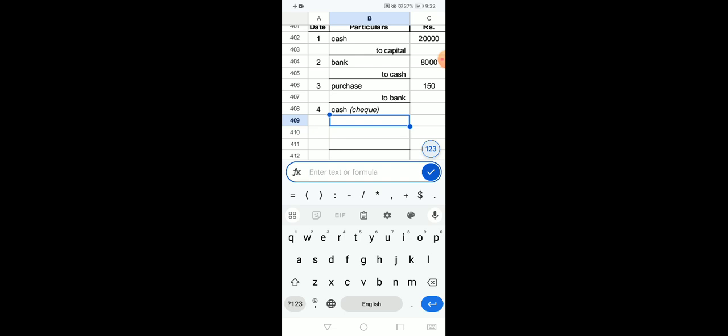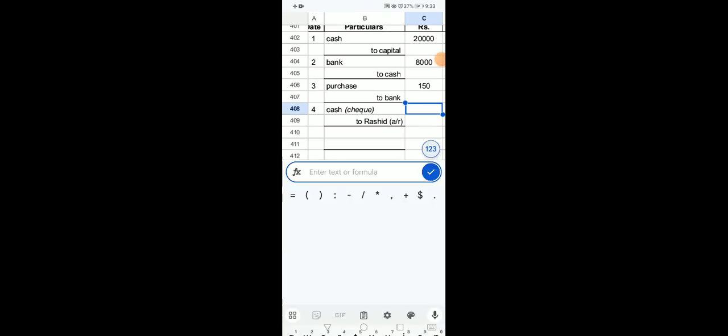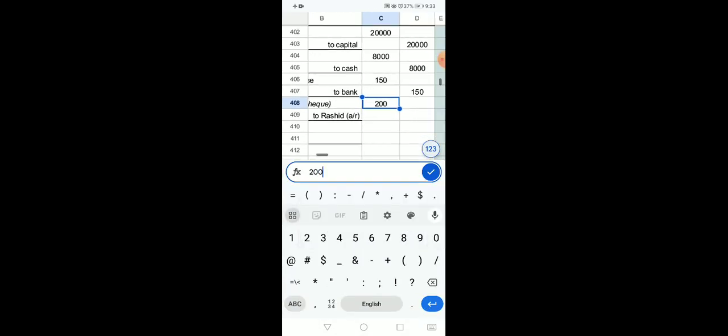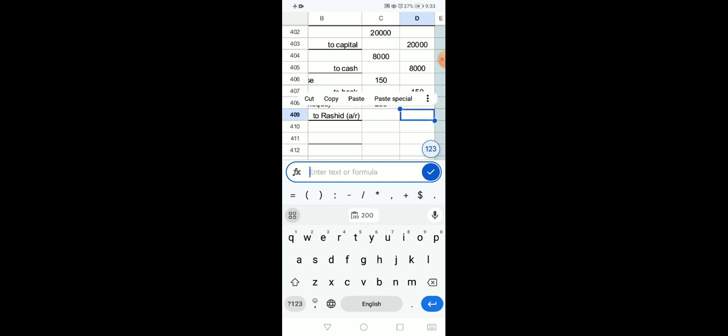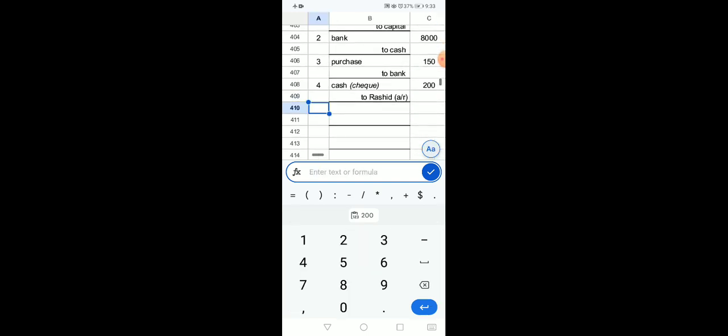Asset has been decreased. Decrease in asset should be mentioned on credit side. So you will mention the name of your account receivable, who was Rashid, on credit side. Though he is your account receivable, account receivables are your assets. Asset should be mentioned on debit side, but now he is not your asset. Asset is decreased. Decrease in asset should be mentioned on credit side. So you have named Rashid on credit side. How much amount of this check is? You can see it is 200. So you will mention 200 on debit side, and same amount you are supposed to write on credit side. This way your entry number 4 is completed.